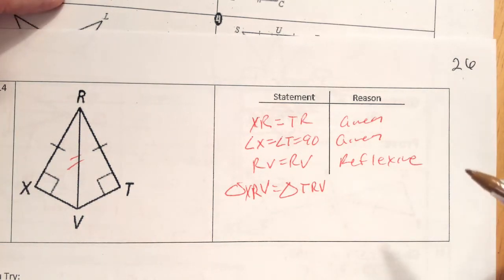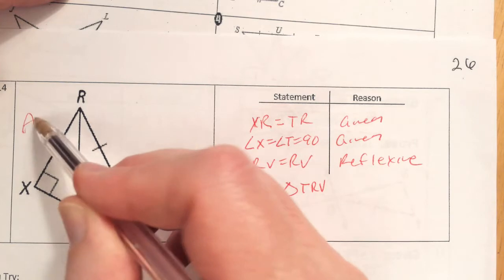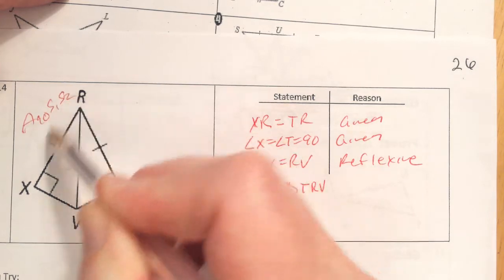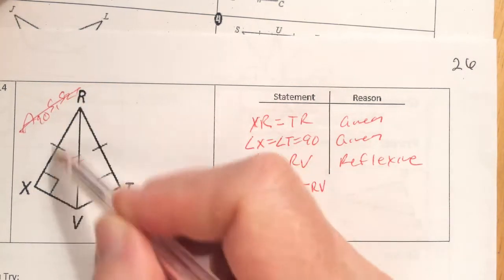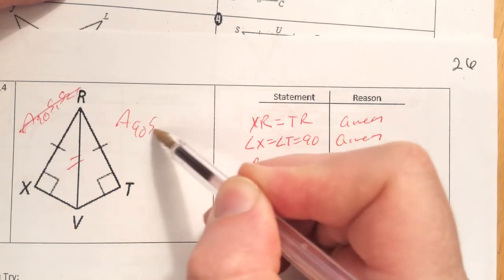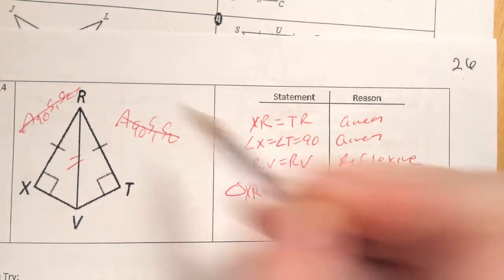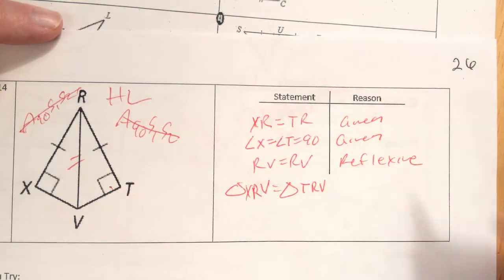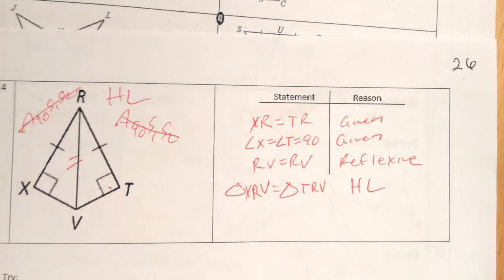Now, why would those two triangles be equal? If you go around it, you get angle 90, side 1, side 2. Ooh, we can't have AS. But we're not allowed to have AS, so it's hypotenuse-leg, because it is a 90-degree angle.